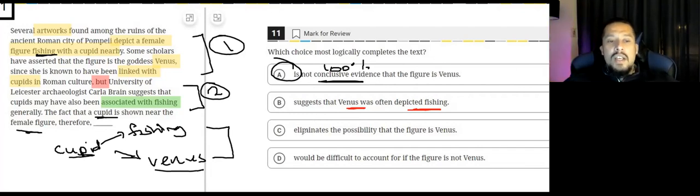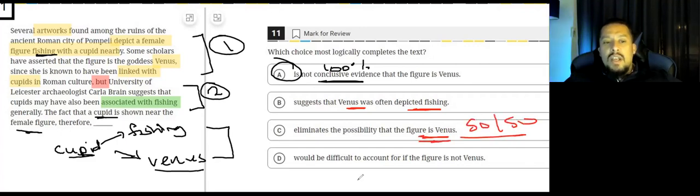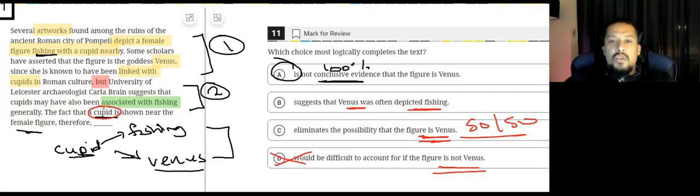So answer C eliminates the possibility that the figure is Venus. Well, again, it's a 50-50 shot, right? And answer D would be difficult to account for if the figure was not Venus. I mean, not really, because Cupid is already accounted for, right? That's not the issue. The issue is whether or not this female fishing is Venus or not.